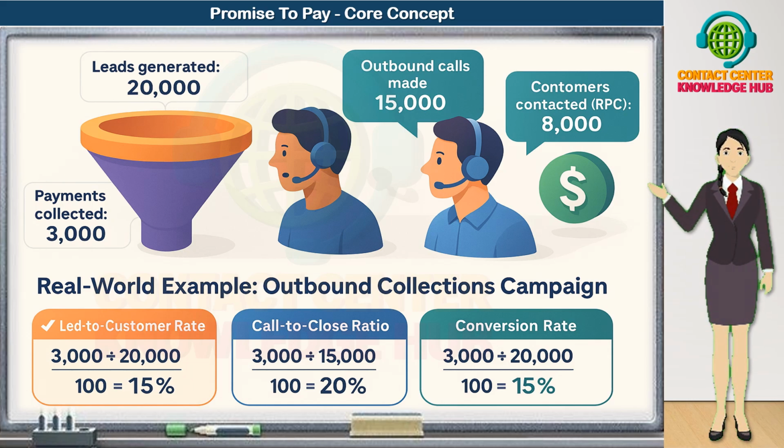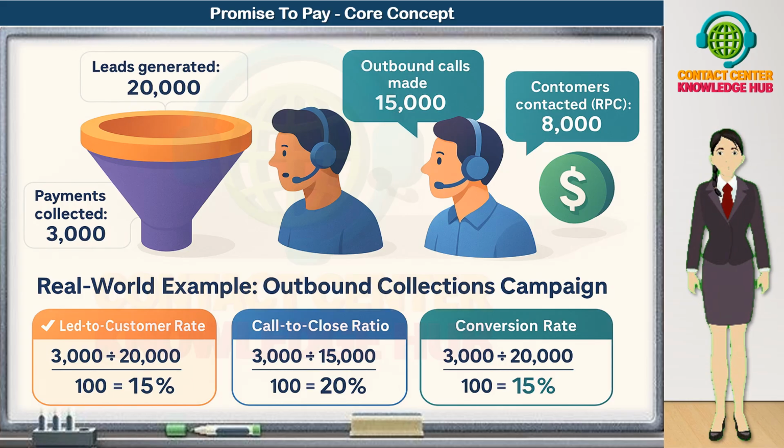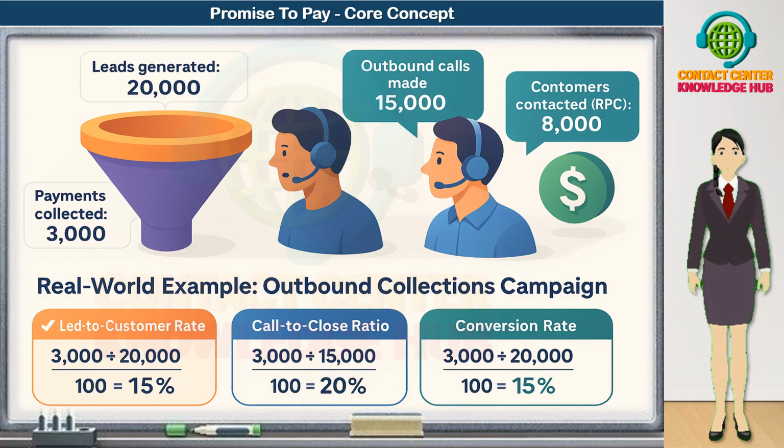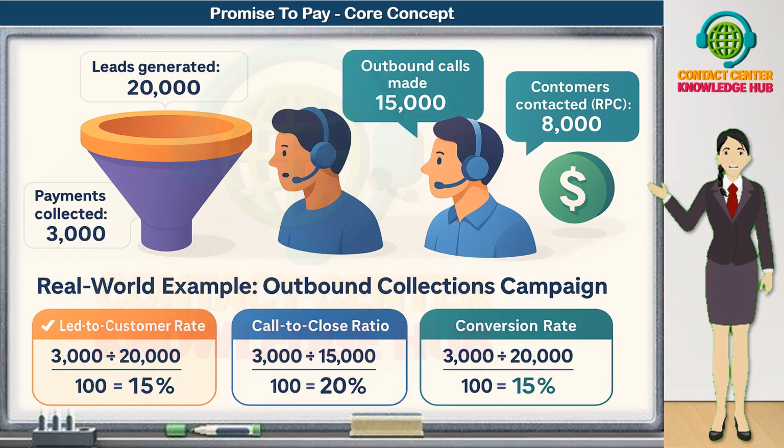Call-to-close ratio. Number of payments collected divided by number of calls made multiplied by 100. That's 3,000 divided by 15,000 multiplied by 100. The result is 20%. This tells us how efficient the calling operation was at turning calls into actual closes.